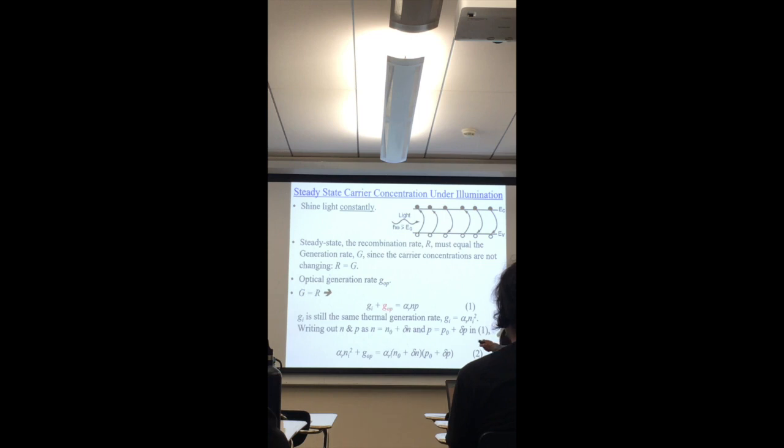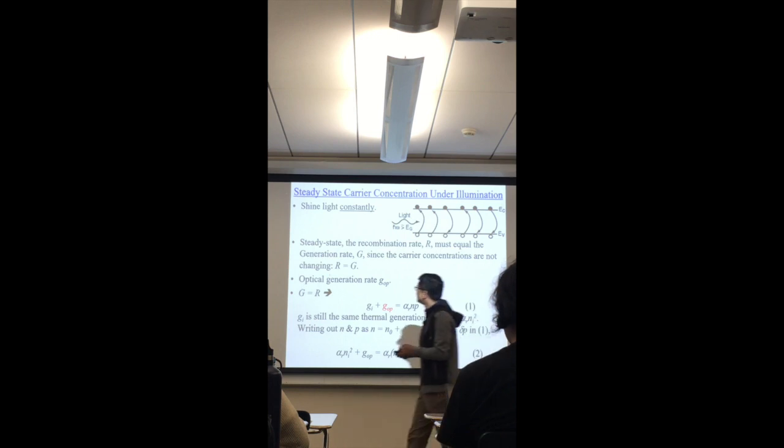Okay, right? So then the recombination rate must equal the generation rate. So these two should be the same two rates, because the carrier concentration is not changing, right? So if this R is not the same as G, then the carrier concentration will either increase or decrease.